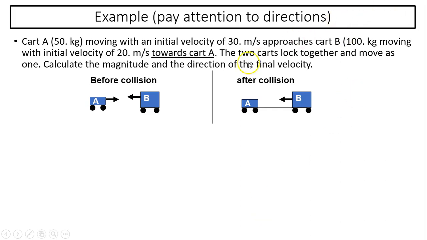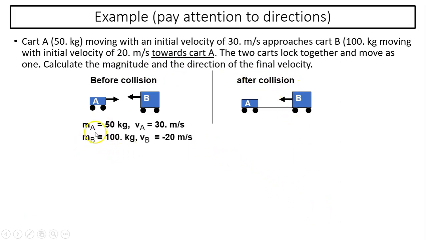Another example, pay attention to direction. Again, momentum is a vector quantity, so direction is very important. Car A is moving with an initial velocity of 30 and approaches car B, which is moving at 20 meters per second toward car A. If car A is moving with positive, then car B has to move with negative because they are in the opposite direction. Again, two cars lock together and move as one. What is the magnitude and direction of the final velocity?